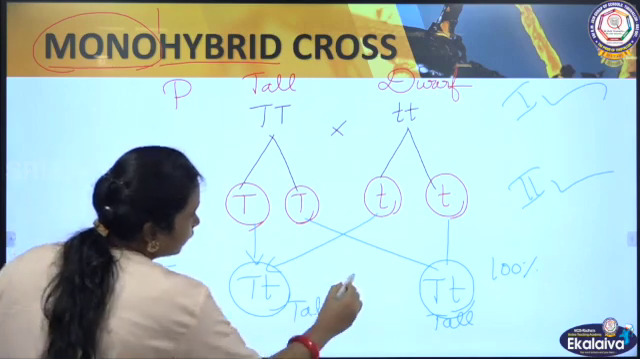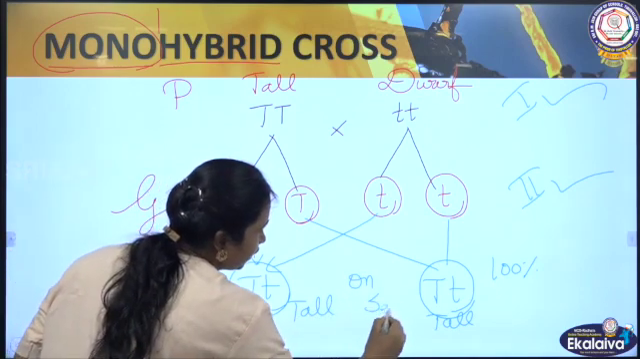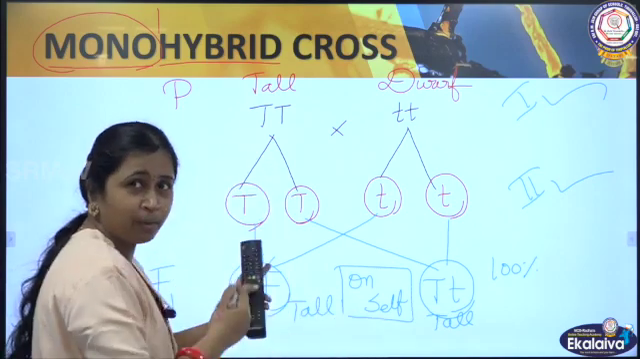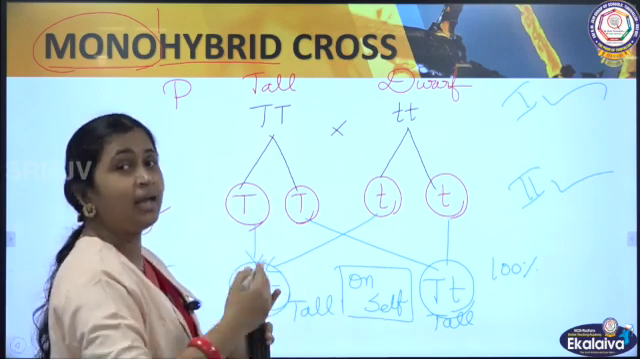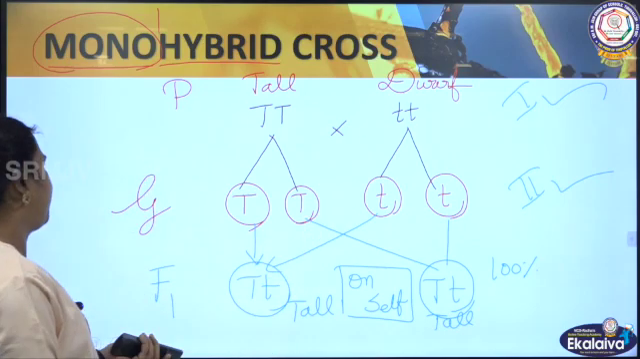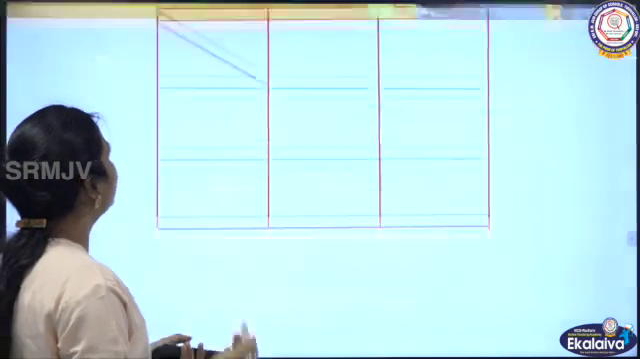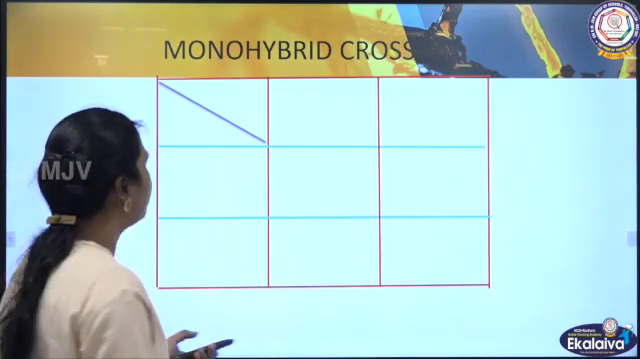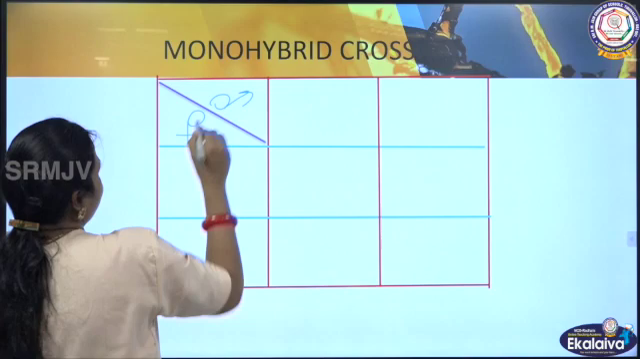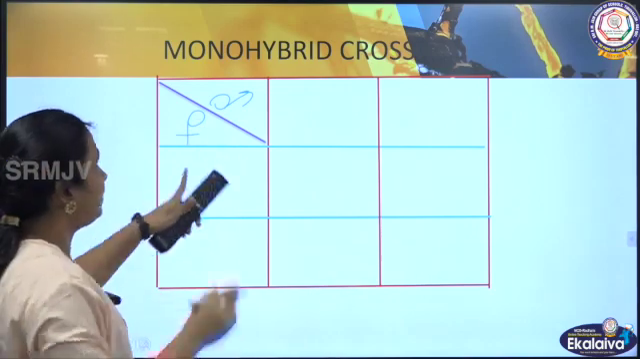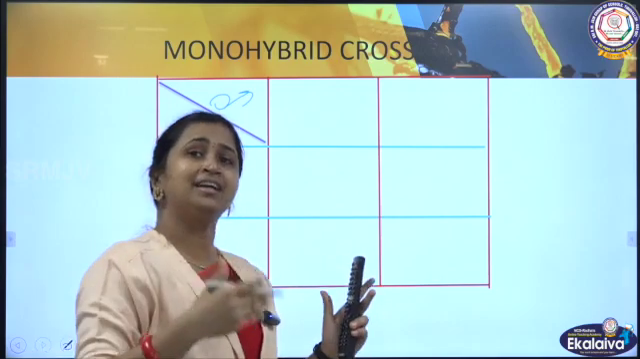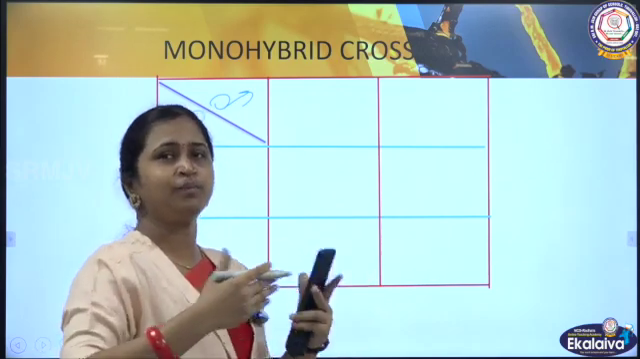F2 generation. Here one more thing: you have to write "on self". We are going to intercross this on self. Both we are going to intercross, and that will become the F2 generation, these offsprings. So here is the Punnett square or the checkerboard, and here you can write the symbol for male and female. Here it won't show any difference. When it comes to any X-linked inheritance, there is much variation.